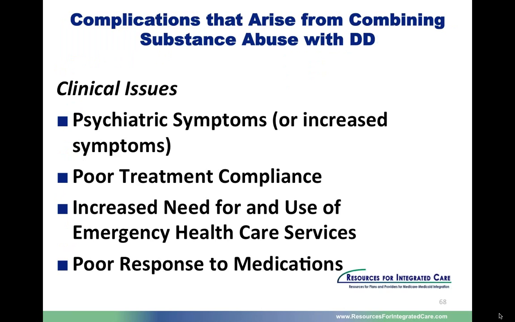There are complications that arise from combining substance abuse with developmental disability. Top of the list is their psychiatric symptoms are going to get worse. They're either going to develop psychiatric symptoms that they didn't have before, like depression, or they're going to have worsened symptoms. They're not going to be able to be compliant with their medications, and that's all of their medications. So if they have a seizure disorder, they're not going to take their meds on time, or it's going to be a distorted absorption process because the substance is going to delay it in some way.